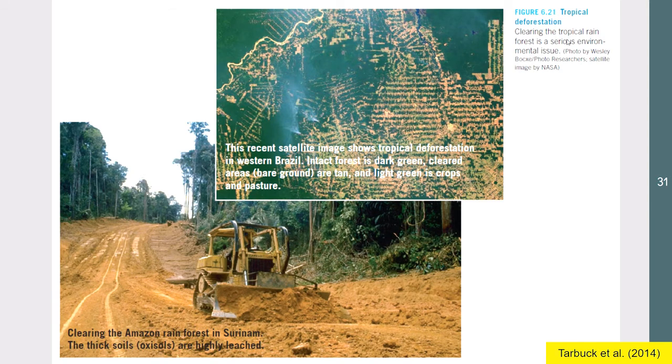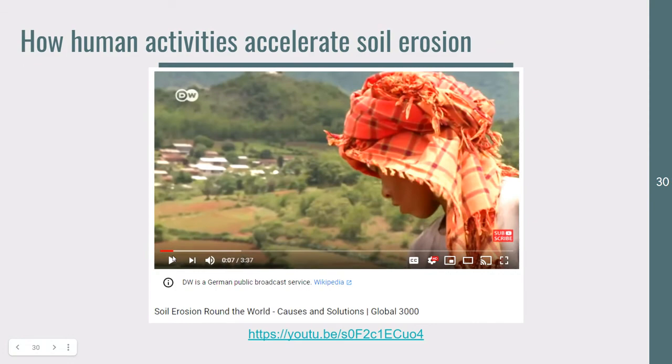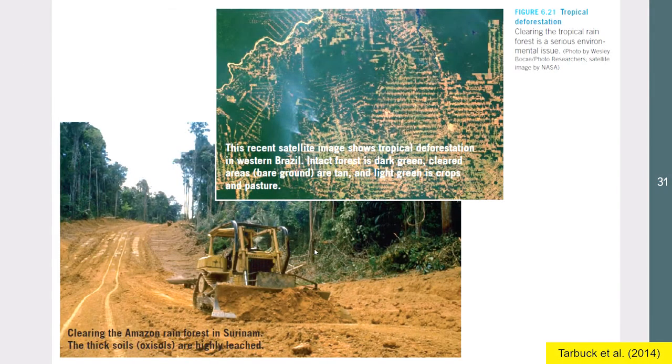Clearing the tropical rainforest is a serious environmental issue, and we all know that it can accelerate soil erosion, since plants are biotic factors that keep the soil intact. If you remove the plants and the trees that keep the soil intact, then the soil will become looser. It will be easier for rain to carry it into other areas. So deforestation is a human activity that accelerates soil erosion.